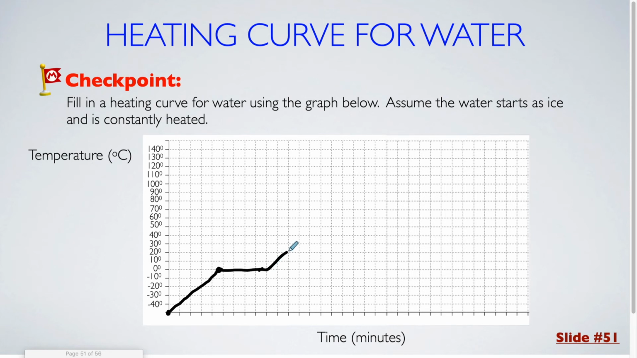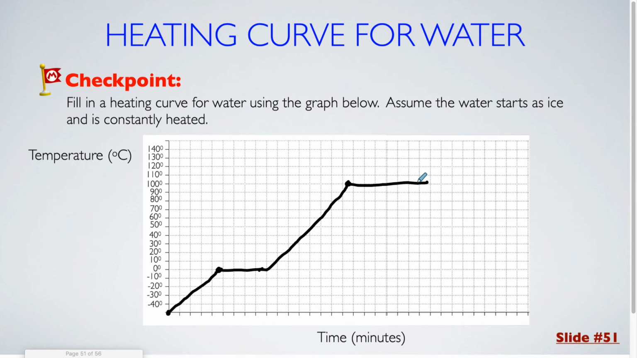So I'm going to start increasing my temperature until I hit another phase transition. And that next phase transition is going to occur at 100 degrees Celsius. Now once I get to 100 degrees Celsius, my water is going to be evaporating. So that means I'm going to need another plateau until all of that liquid water has turned into a gas.